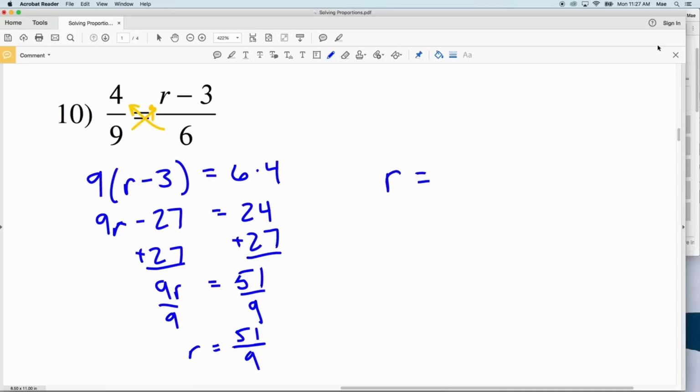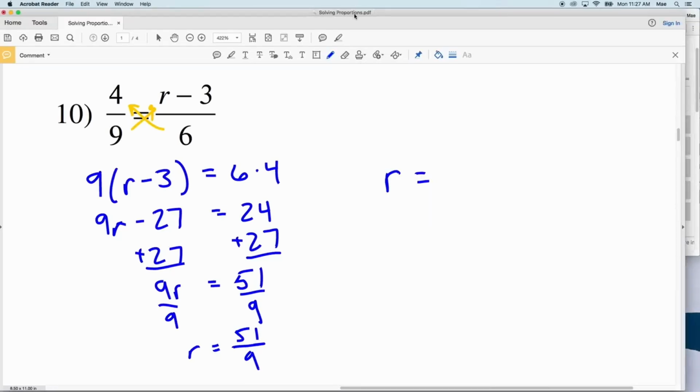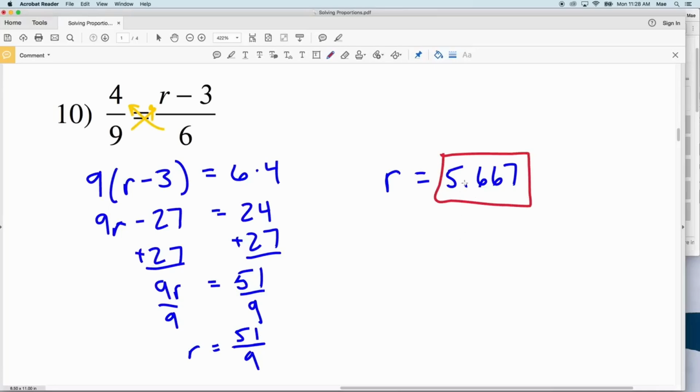When we type that into our calculator, 51 divided by 9 is equal to 5.6 repeating, so we can write that as 5.667 for number 10. Continue on to the next video where I'll finish out this worksheet.